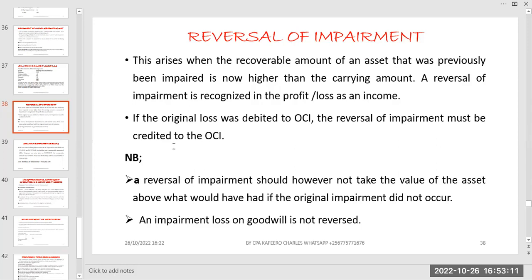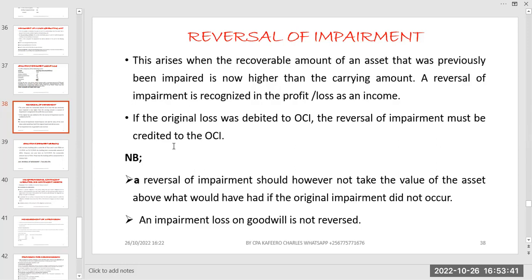So if the assets were impaired previously, and now we are registering something that is different, how do we treat it? We are saying this arises when the recoverable amount of an asset that was previously impaired is now higher than the carrying amount. A reversal of the impairment is recognized in the profit and loss.